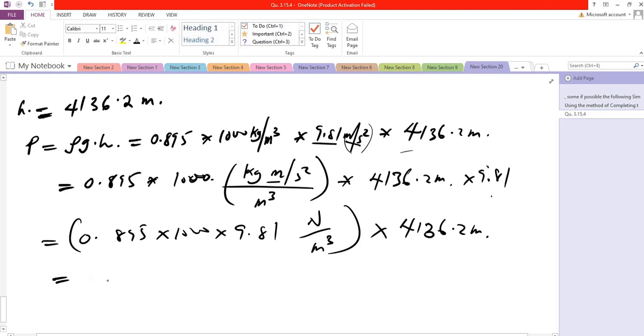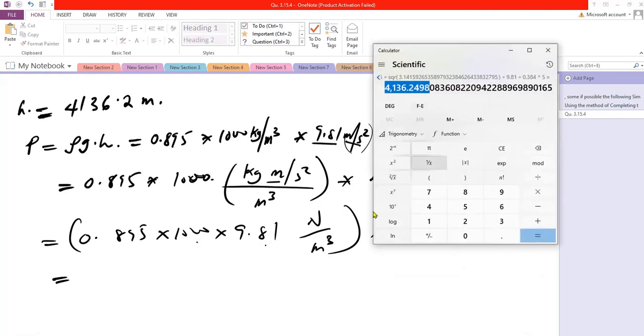So the final unit: if you multiply this meter with meter cube, that is Newton divided by meter cube times meter, what you have now is Newton per meter square, which is Pascal. So you have this times this times this times this. Let's work it out. So we'll have this times acceleration due to gravity times specific gravity, which is 0.895 times 1000 times 9.81.